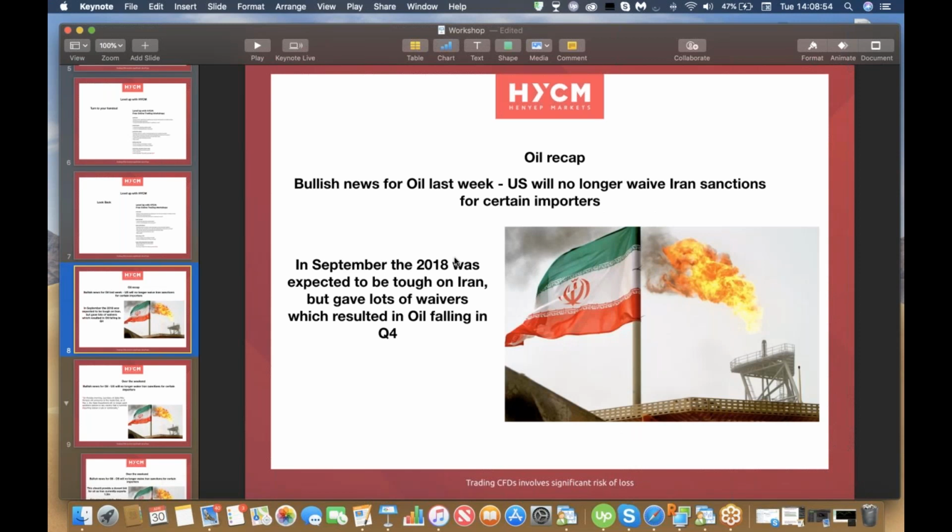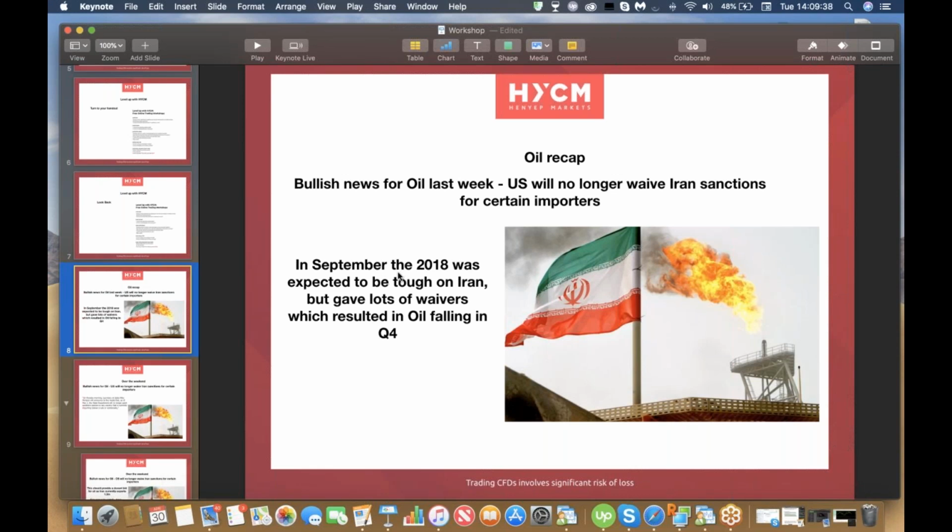We've been looking at the oil charts last week, and what we noticed is there was some really bullish news for oil last week, that the US were no longer going to waive Iran's sanctions for certain importers, okay? So that's the people that receive oil from Iran. The US had said that they'd waived Iranian sanctions for certain importers, but now they're saying we're not going to do it anymore. So in other words, that was seen as bullish news for oil because it would mean less oil supply in the oil markets. Less supply means higher prices, okay? Because you've got the same demand, less supply, higher prices.